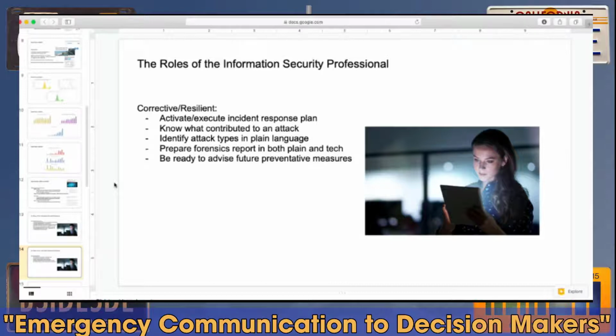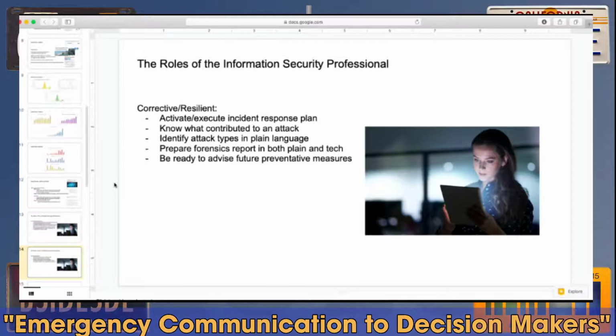And also be immediately ready to advise future preventative measures, because the only real time that big organizations get anything done worth doing is when they absolutely have to. So this big emergency may also prove to be an opportunity in the classic sense of the word.